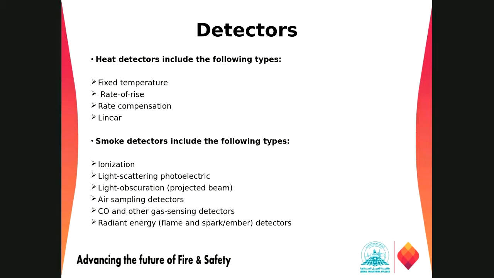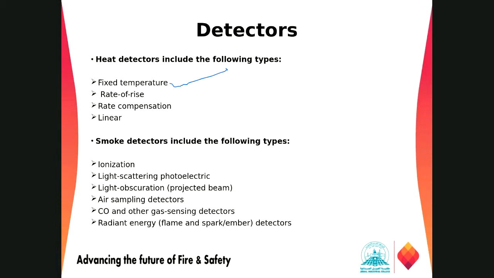Then we have different types of detectors, right? We have heat detectors and smoke detectors. Heat detectors might be fixed temperature, rate of rise, rate compensation, or linear. For smoke detectors, we have ionization type, light scattering, photoelectric, air sampling detectors, carbon monoxide and gas sensing devices, radiant energy, and flame detectors used with the fire protection system. I think you have to recall those from the discussion on the fire alarm system.